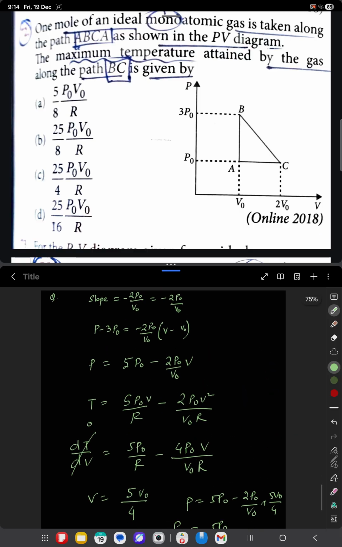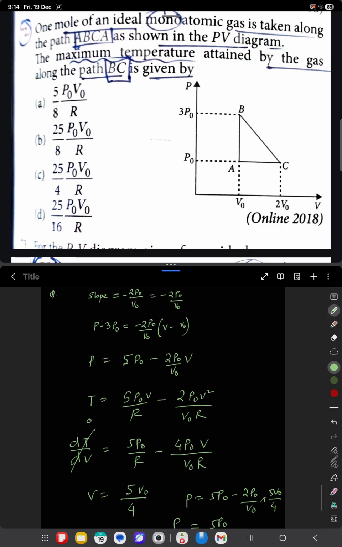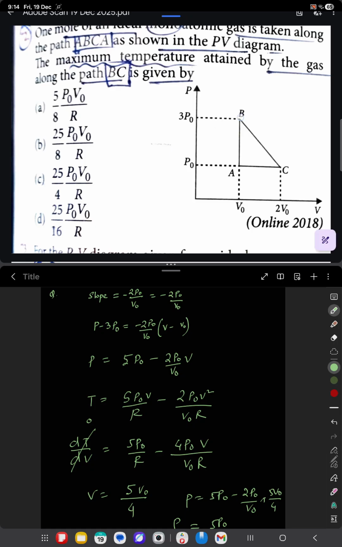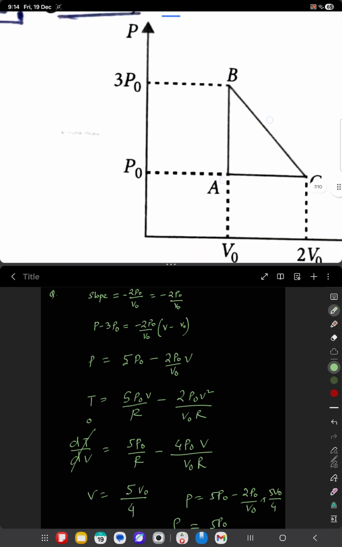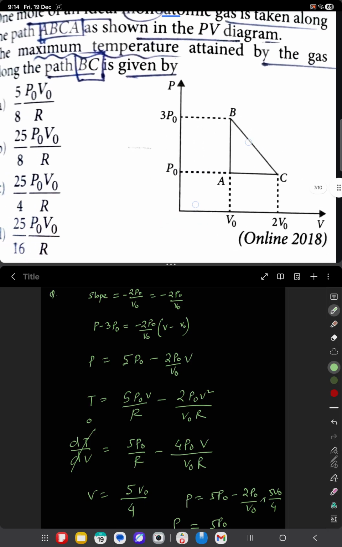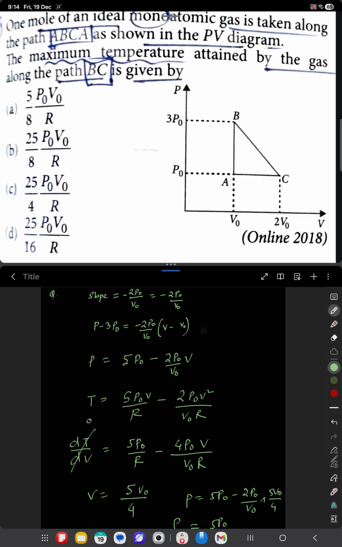The maximum temperature will be attained at a tangent to this BC graph, because if it intersects at 2 points, then there must be another curve which will be just touching this tangent. Okay. In this question, you can apply this. First you find out the slope. Let's assume you take 2 points. B point is v naught comma 3p naught, and this point is 2v naught comma p naught. Now find out the slope. Then find out the equation. P minus 3p naught is equal to minus 2p naught by v naught into v minus v naught.